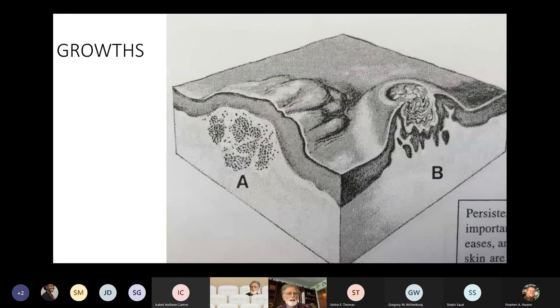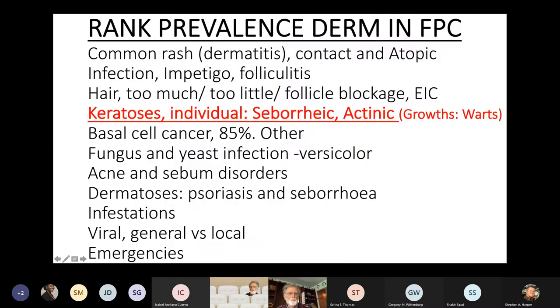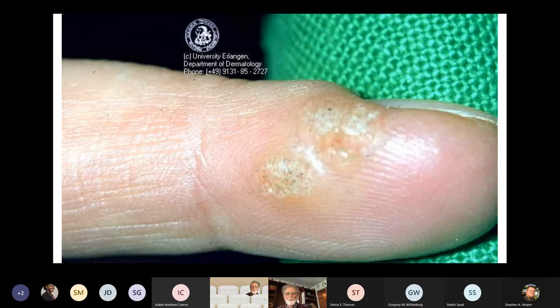Now that was the segue for growths. And here we have growths in the epidermis. There's quite a few. And then we do have some growths in the dermis that we'll talk about. So this brings us to the fourth category, keratoses. And there's two different kinds of individual keratoses, seborrheic and actinic. And then we're also going to be dealing with the growths of warts in this section. So we'll start off with the wart.